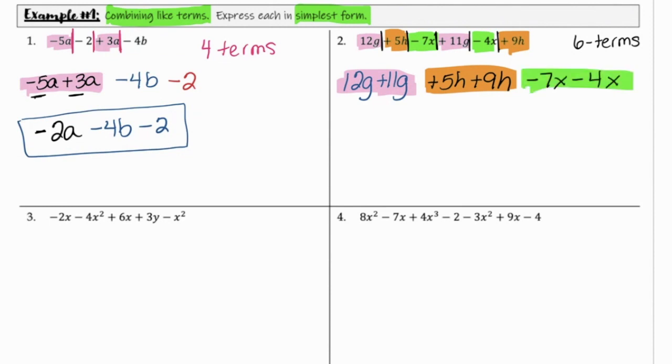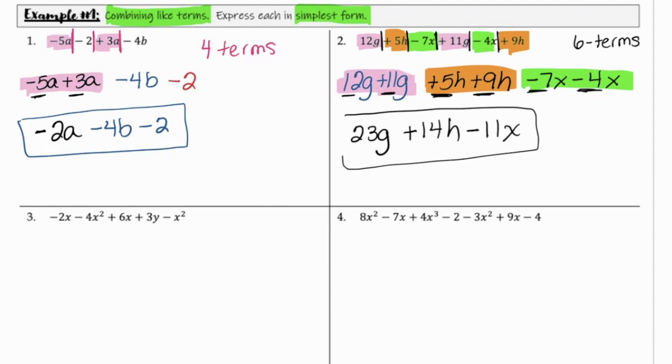So now I'm going to actually combine them. 12 plus 11 gives me a value of 23G. Positive 5 plus 9 gives me a value of positive 14H, and then we have a negative 7 minus 4 giving me a negative 11X, and that is my final answer. So I started off with 6 terms and my final answer only has 3 terms. The reason we ended up with fewer terms is because we had to do some sort of combining like terms.